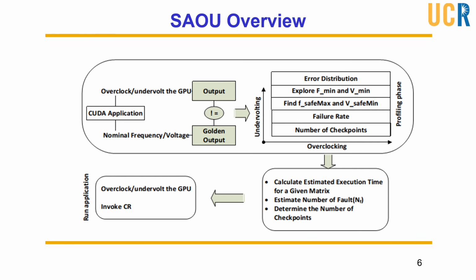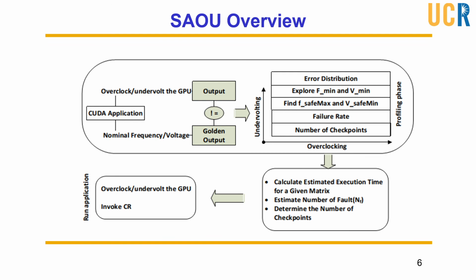The overview of SAOU shows how to find the appropriate level of undervolting and overclocking. This phase should be done offline in the profiling phase, only once for each application on the underlying GPU. As you can see, we start from the nominal voltage and frequency. Let's talk about voltage. We gradually increase the undervolting level. We run the program 100 times and record the outcome at each level. We observe the output then.